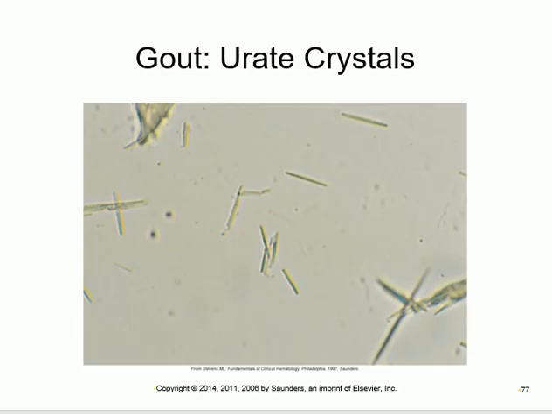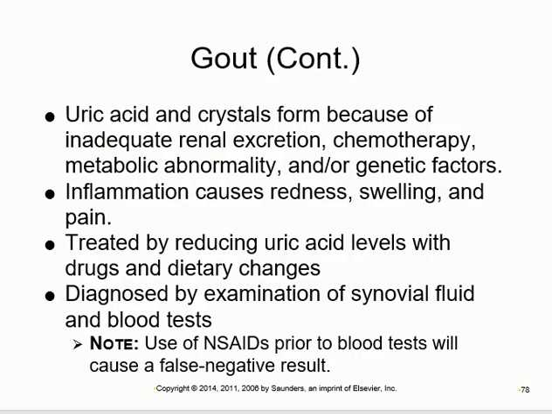This is just taking a sample from the joint and seeing under the microscope. Nothing too important. Treatment, simply reduce uric acid level in the blood somehow. And give them something to reduce the pain. And obviously, because it's inflammation, it will be red, swollen, and painful.